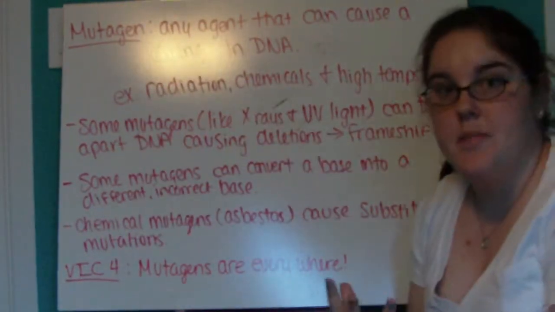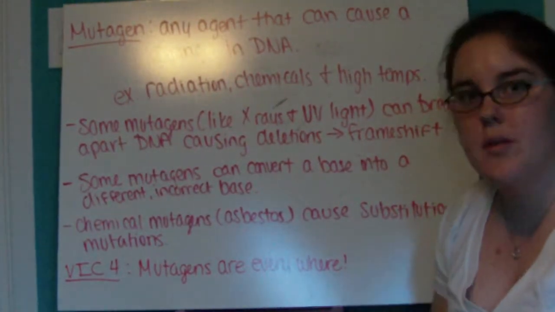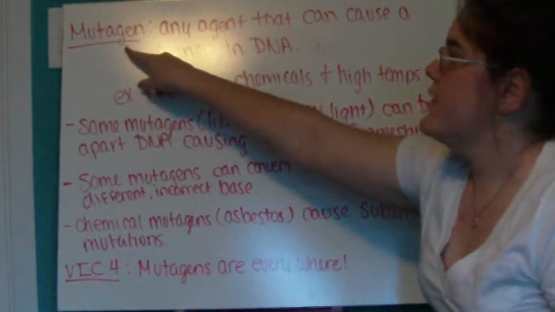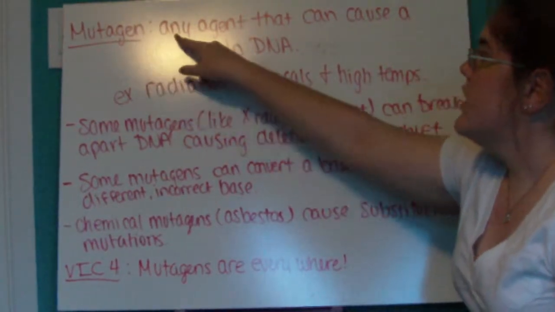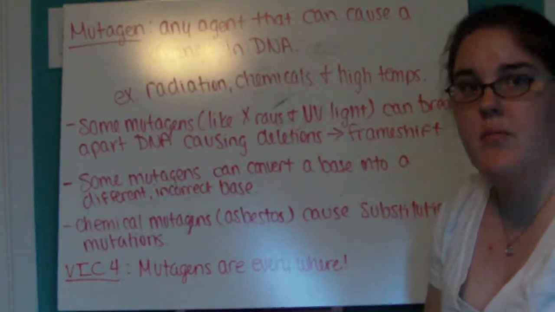Now, what causes these mutations? We know that we're having mutations, but what will cause them? Some of them just seem to occur, but sometimes we have what's called a mutagen. And a mutagen is any agent that can cause a change in DNA.